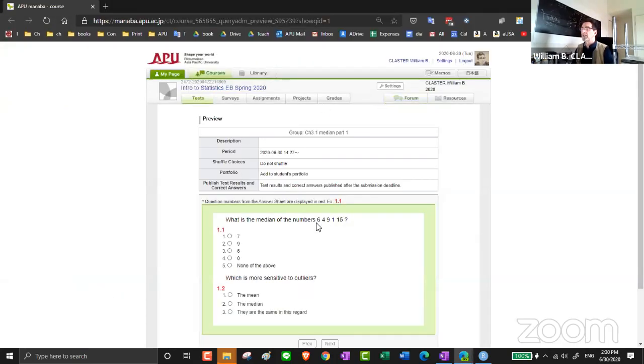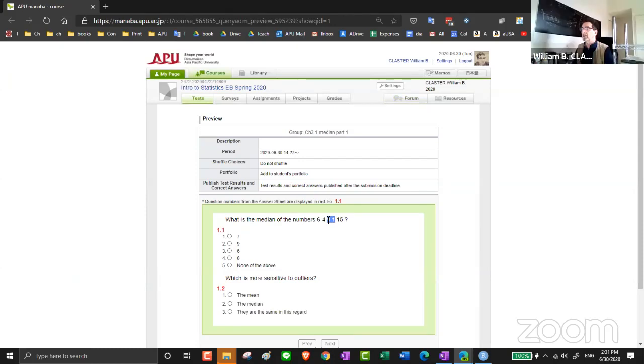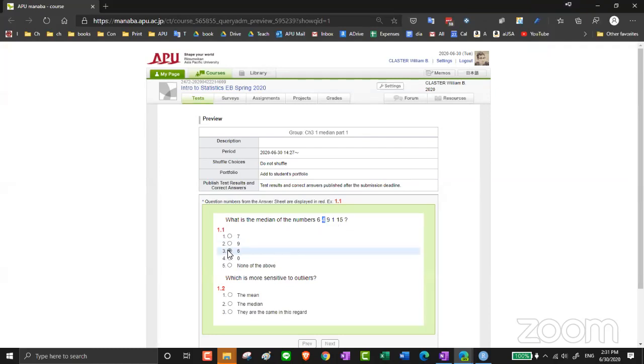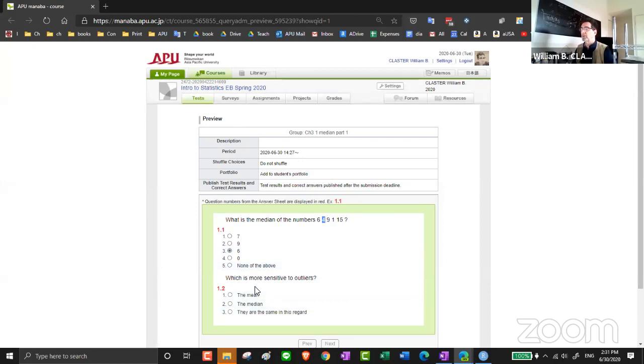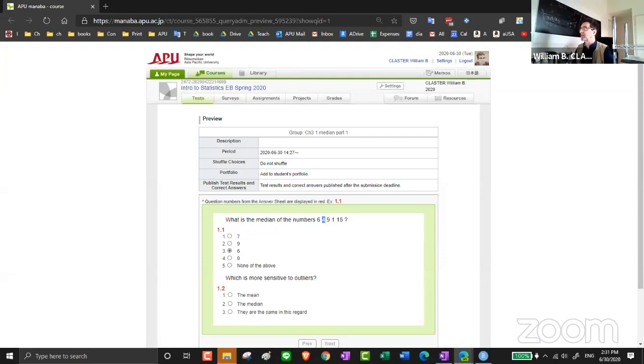Okay, so what's the median of these numbers? So how do you do this? You have to line them up in order first. So in other words, you have to do 1, 4, 6, 9, 16. And there are 5 numbers altogether, right? So it's 1, 4, then what's the middle number? 6. 6, right? So that's the median. Okay, and what about the second one? Which is more sensitive to outliers? The mean. Okay, the mean is the sensitive one, sensitive to outliers.